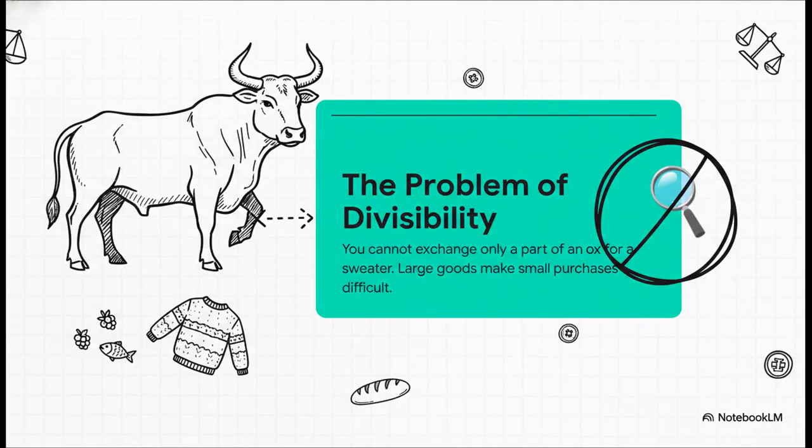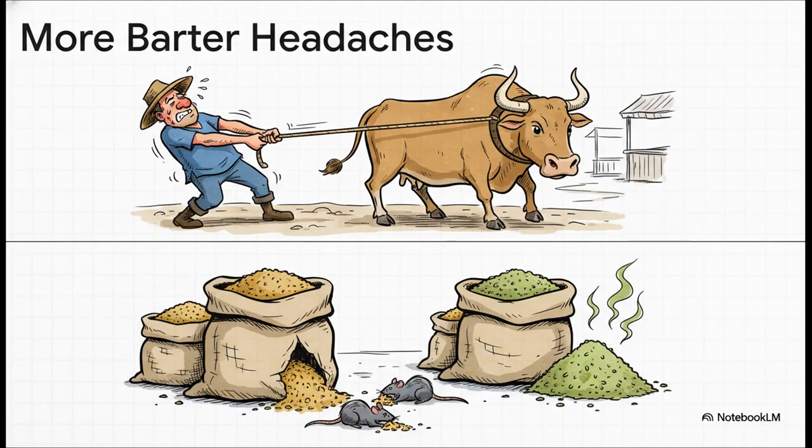And this leads us straight into the next huge issue, divisibility. A sweater is obviously worth a lot less than a whole ox. But what are you going to do? You can't just saw off the ox's leg and trade that, right? The animal is a single unit. So things like livestock made buying small, everyday items almost impossible. And believe me, the headaches didn't stop there.